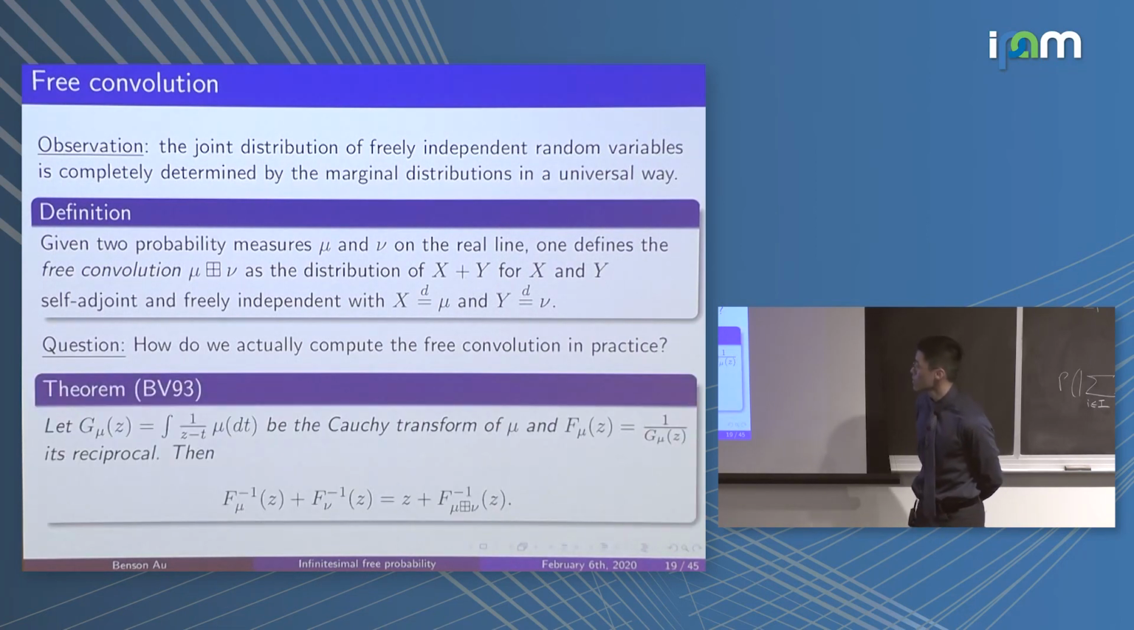Well, this is a result of Bercovici and Voiculescu. So you take your Cauchy transforms of your measures, you take their reciprocals, and then you take their compositional inverses. And it turns out that the free convolution, the thing that you want, satisfies this identity. Okay, so you can compute this just using the Cauchy transforms of each of your marginal distributions. And to convince you that you can actually do this, I did an example.